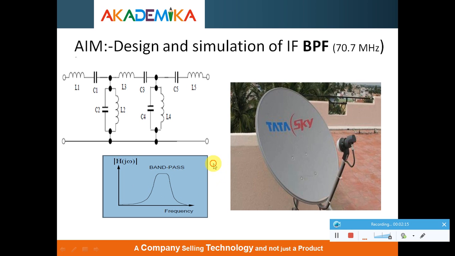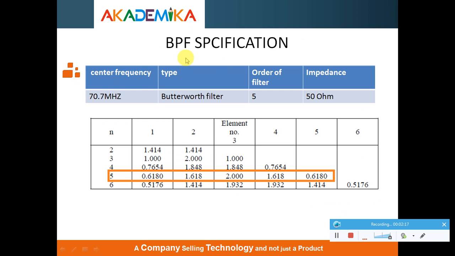Here the specifications are: center frequency 70.7, Butterworth filter type, order of filter is 5, impedance is 50 ohm. And this is the table for the GK and LK coefficients, that is, order is 5. That's why we have to take, for the first element 0.618, second element 1.618, third 2.0, fourth again repeat 1.618, fifth again repeat 0.618.